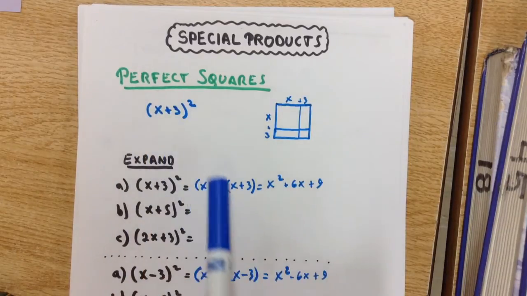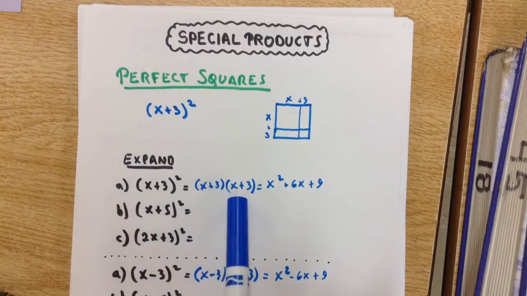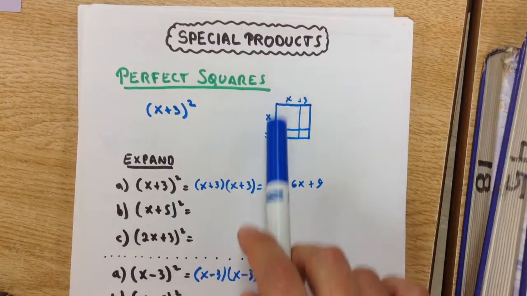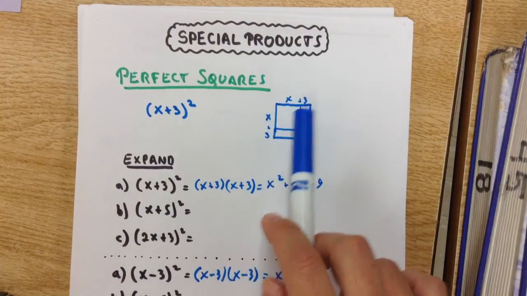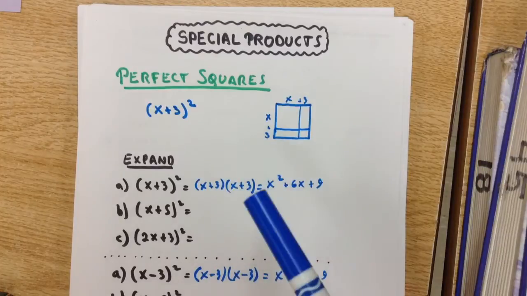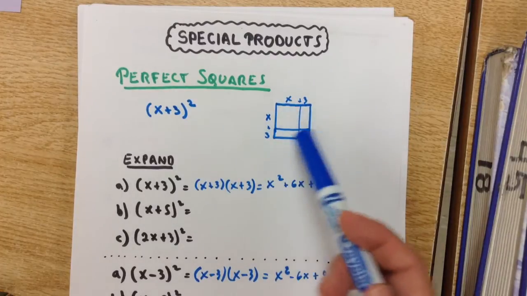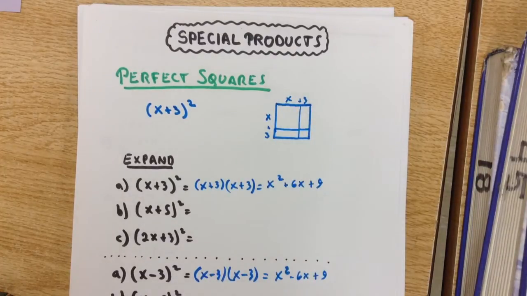Well, (x + 3) squared is basically (x + 3) times (x + 3). In other words, we can make a rectangle that's going to be x + 3 by x + 3. Of course, if it's the same thing, then that's going to make a square, not just a rectangle. So how do I expand this? Well, the long way would be to just copy down the two brackets and then multiply them.